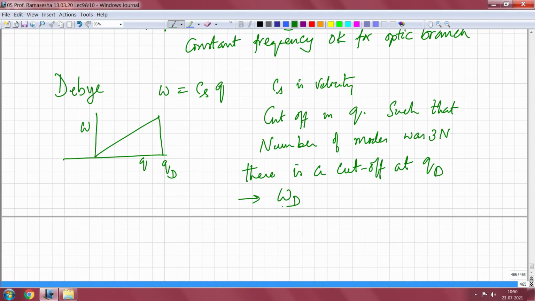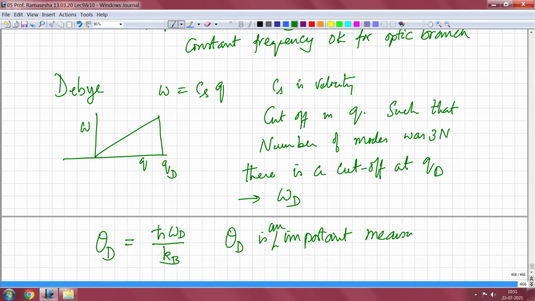Okay. So we can define a Debye temperature theta D, which is actually given by h cross omega D by kB, and the Debye temperature is important because it tells you how stiff a lattice is. It is an important measure of the stiffness of the lattice.